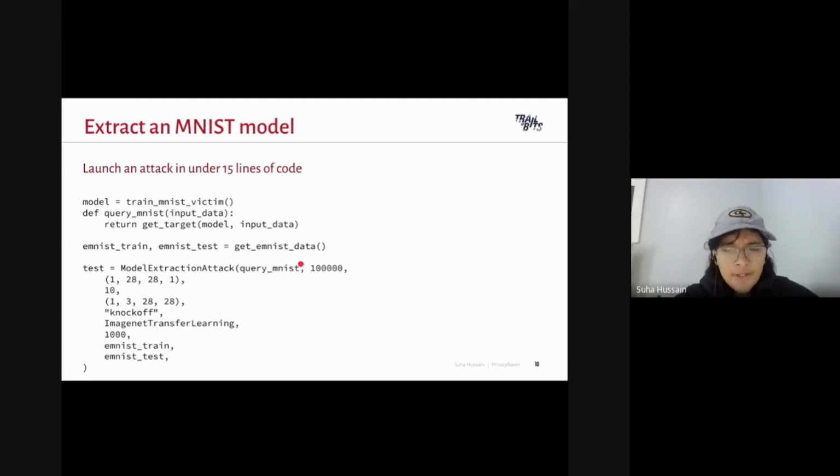Notice that since the only requirement from the model is a query function, Privacy Raven can be used to attack almost any deep learning system, no matter what it was originally written in and how it is currently being distributed. Here, the knockoff synthesizer is being used to train the ImageNet transfer learning classifier. The other classes of attacks can be launched in a very similar fashion.